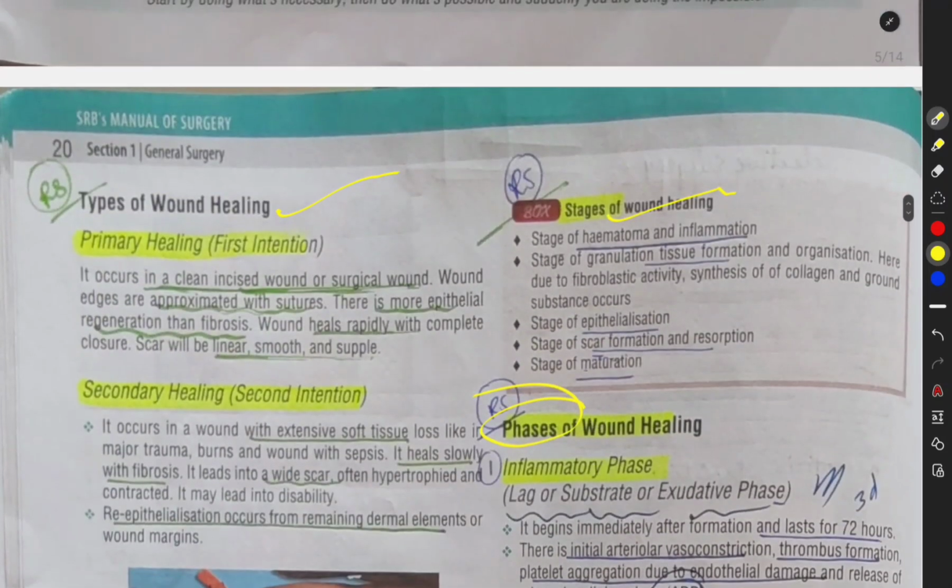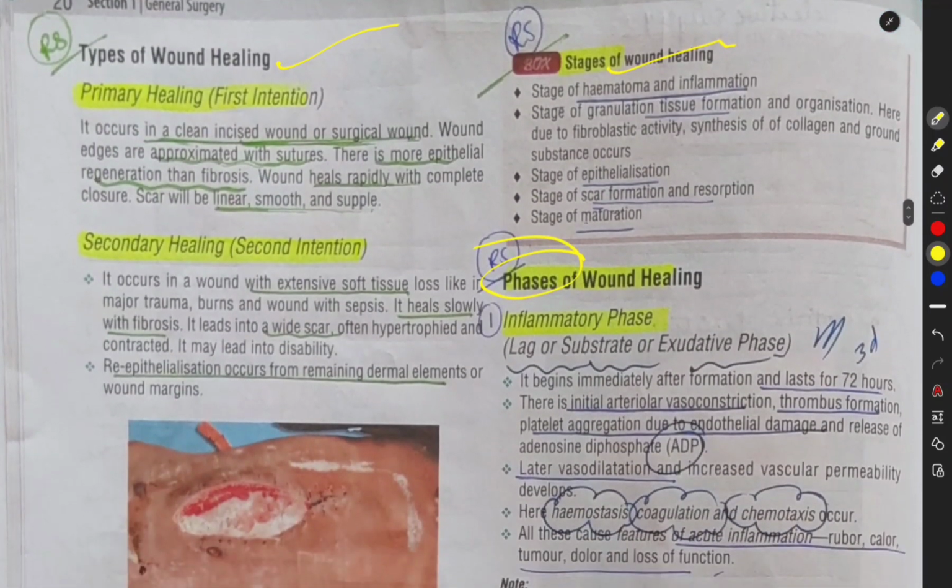What are these intentions? Primary healing, which is the first intention, is mainly seen in clean incised wounds or surgical wounds, where wound edges are approximated with sutures. There is more epithelial regeneration than fibrosis. This is important: regeneration rather than fibrosis. So whatever scar forms will be linear, smooth and supple.